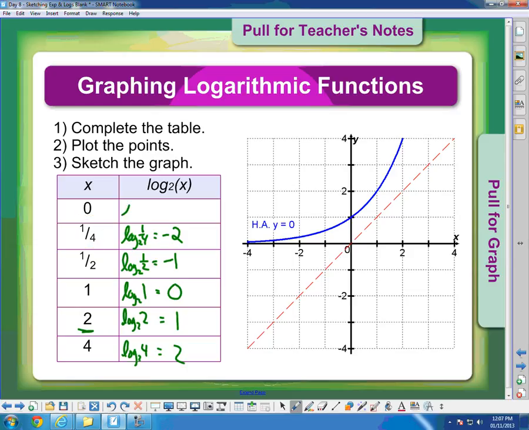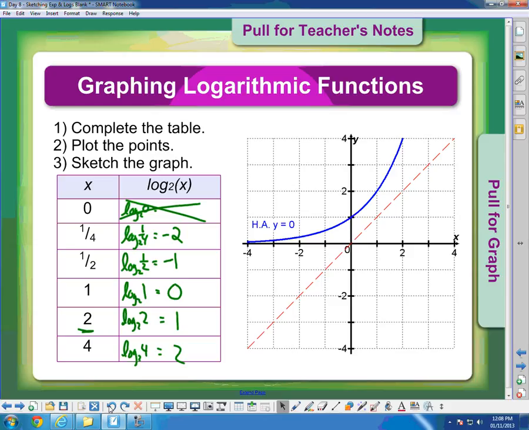The only thing that's different is this one here. When it's 0, this would be log base 2 of 0. That means what exponent do you put on 2 to get 0? Well, that's impossible. 2 to the 0 is 1. 2 to the 1 is 2. 2 to the 2 is 4. So none of the positives works. And if you put negatives in, you get fractions. So what exponent do you put on 2 to get 0? There isn't one. So at 0, it doesn't exist.